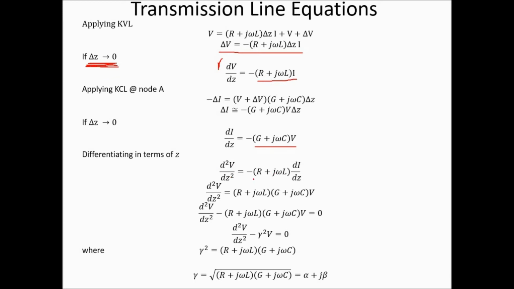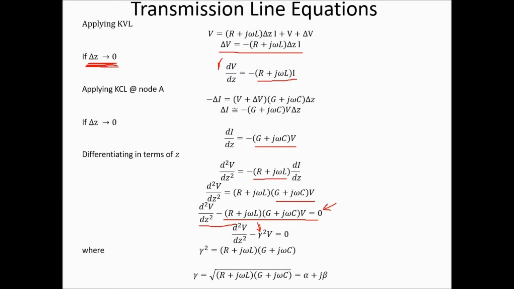equal to R plus j omega L and dI over dZ. So now dI over dZ we already obtained here. So I substitute this value in this line. So you will get d square V over dZ square equal to this. Now you see this expression is a second order differential equation with 0 at the right hand side. So this is a homogeneous second order differential equation and very similar to the wave equation that we have developed before.